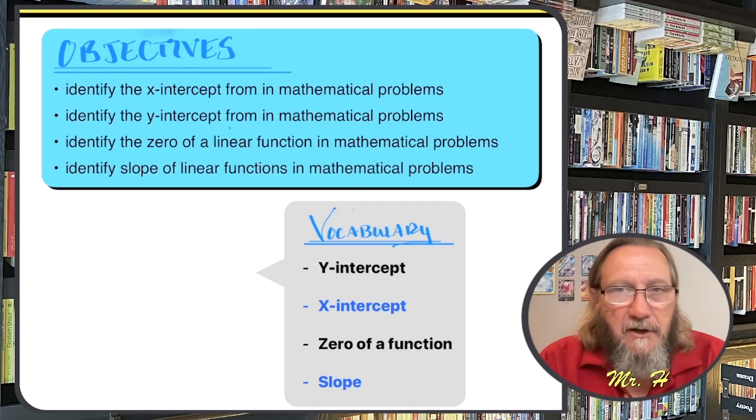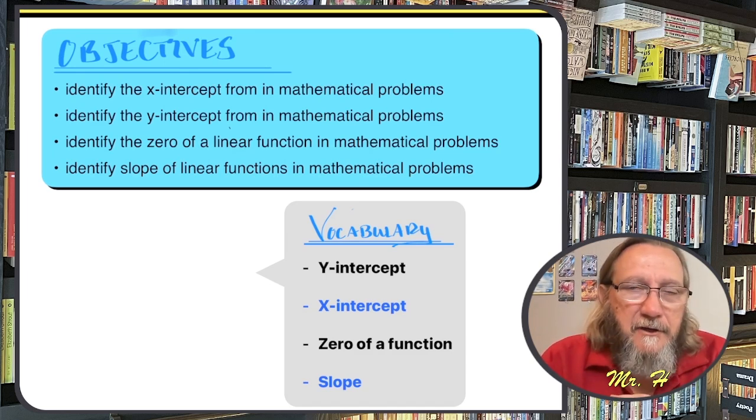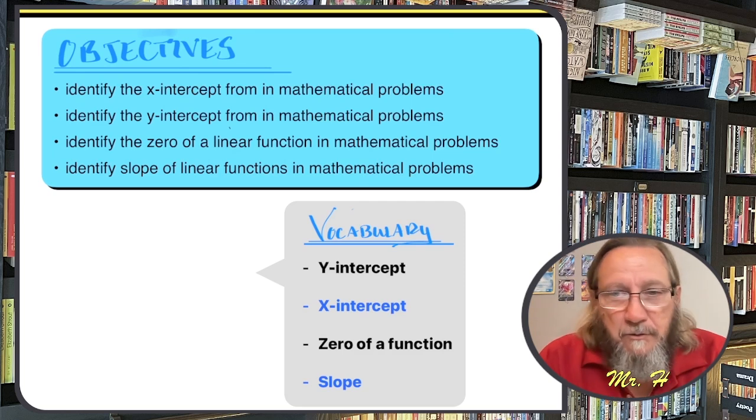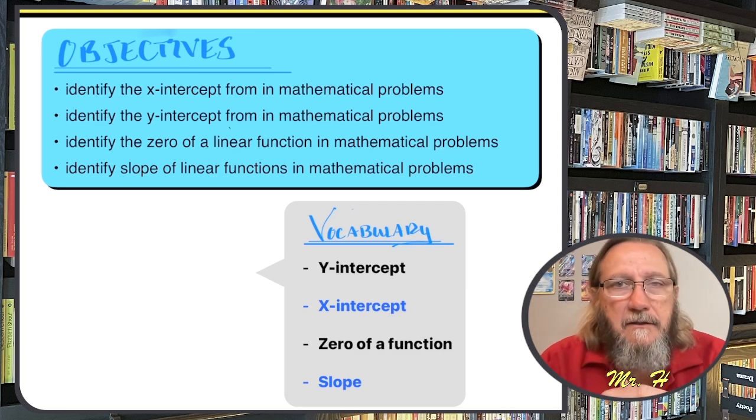And finally, we talked about what slope was. We gave a definition for it. We talked about how to figure out what the slope was by looking at a graph, and then we talked about how to figure out the slope based on the formula if we were just given 2 points. All right, so let's go ahead and dive right into some problems.